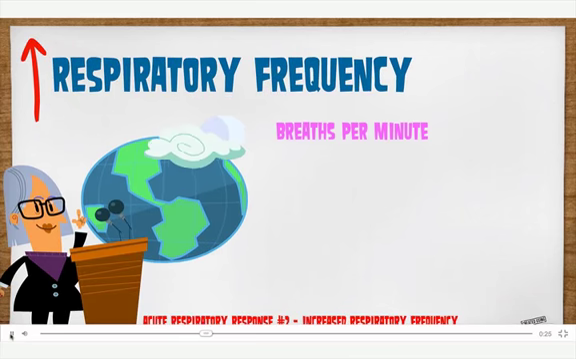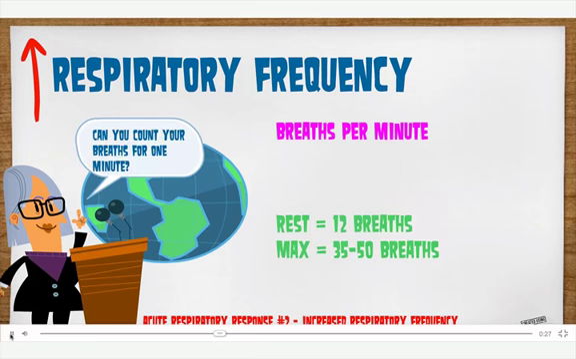Number 2, we have increased respiratory frequency. This is how many breaths you take in and out per minute. At rest, we generally take about 12 breaths, and at maximum, we can go 3 or 4 times that, up to 35 or 50 breaths per minute.